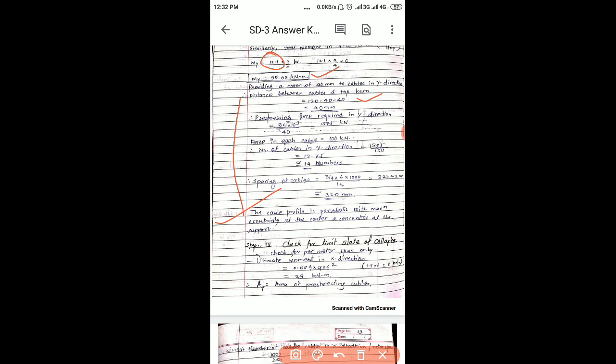Okay, up to this part it is very easy, and it is similar, whatever we have done in x direction we have to do the same in the y direction. Then the cable profile is parabolic with the maximum eccentricity at center and concentric at the support.